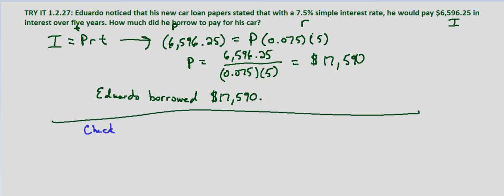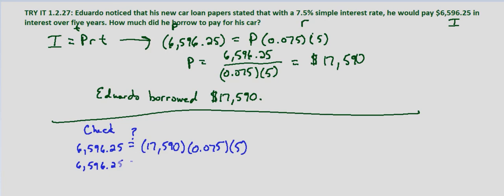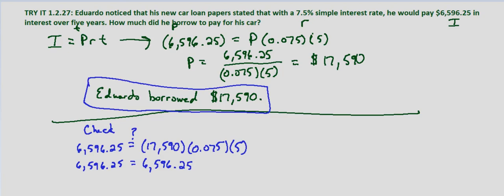Well, we want to know, does 6,596.25 equal 17,590 times the interest rate? Does I equal PRT? 0.075 times 5. We want to know, are those two things equal? And if we multiply through, we do get, in fact, that this equals $6,596.25. Verifying that the amount of money that Eduardo borrowed was $17,590.